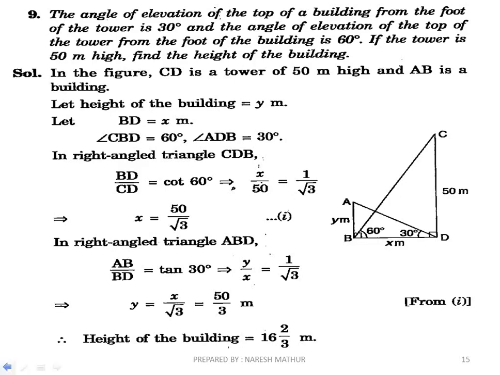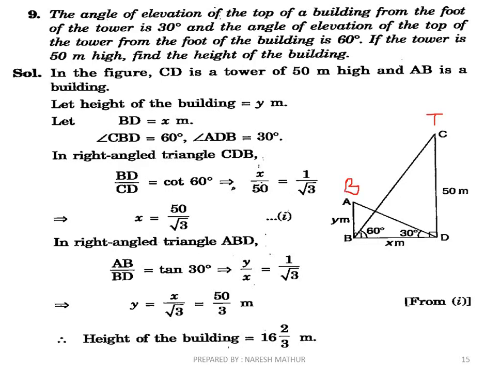In this question we are given the angle of elevation of the top of a building from the foot of the tower is 30 degrees, and the angle of elevation of the top of the tower from the foot of the building is 60 degrees. If the tower is 50 meters high, find the height of the building. Let's say this is the tower and AB is the building.